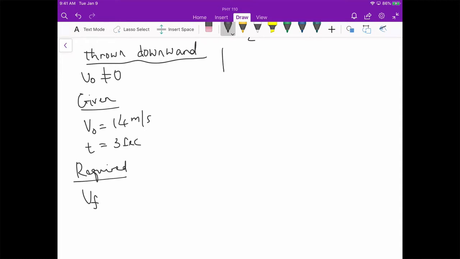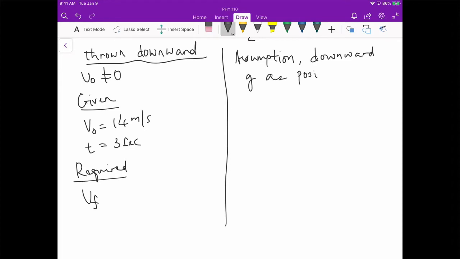Again, our assumption is downward, g as positive. Downward in general, downward positive, you can say that. Then for your v final, which equation will you want to use? It will be v initial plus acceleration times t. You will be using this formula, because look at your given parameters. Your gravity is already given.